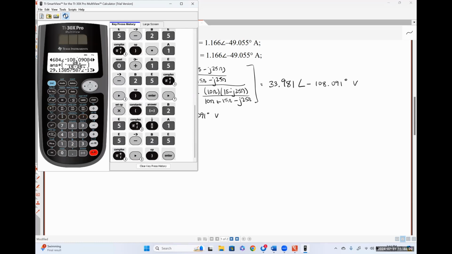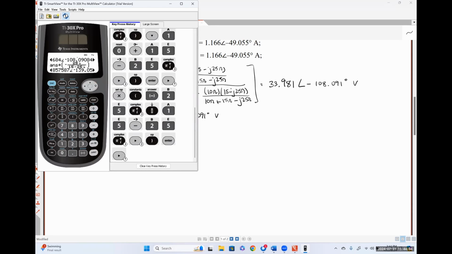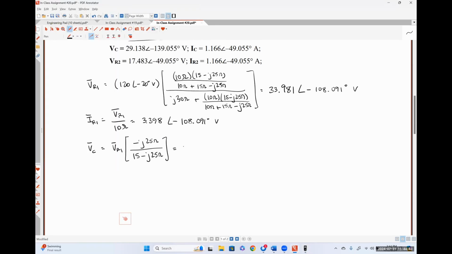We get 29.139 angle negative 139.055 degrees, volts, which, oops, sorry, I put that as units of volts when it should have been amps because we're dealing with current, but that pretty much matches what we have there. I'm off by 1,000. So from here, we could figure out IC.